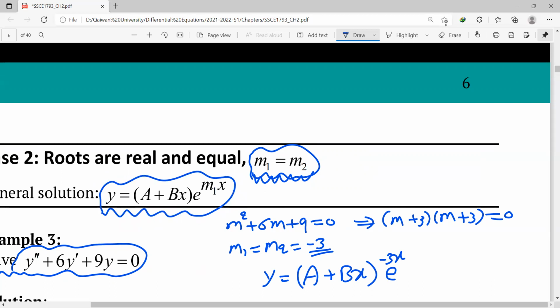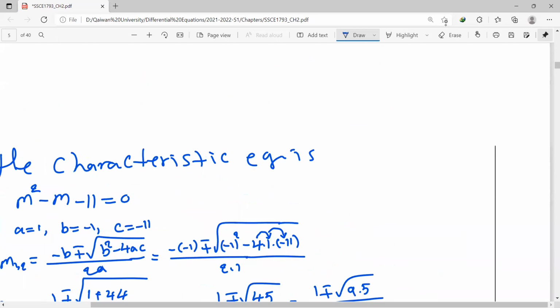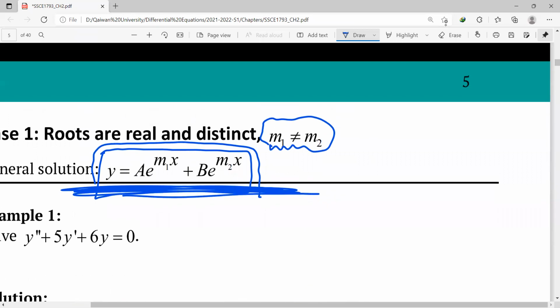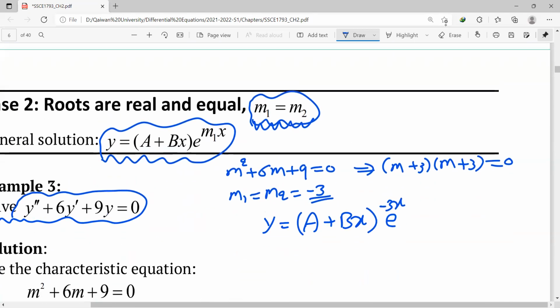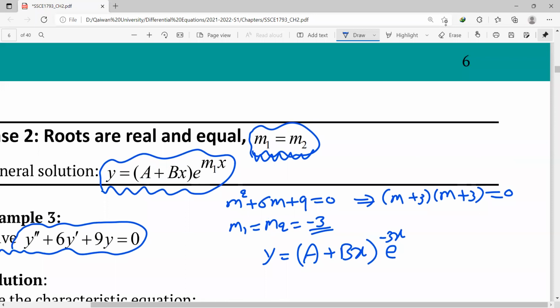Yes, you should know that. Here we have only 3 cases. For the first case, what do we say? We say it equals a e to the power m1x plus b e to the power m2x. For the second case, if m1 equals m2, we say it's a plus bx multiplied by e to the power mx. m1x or m2x, both are equal.